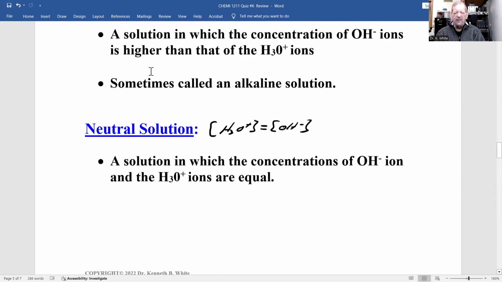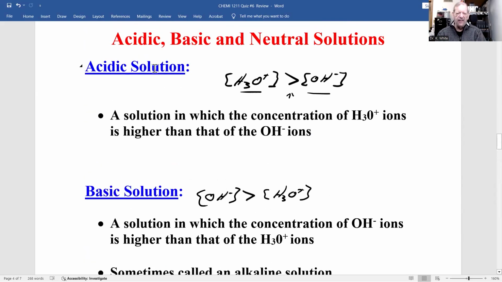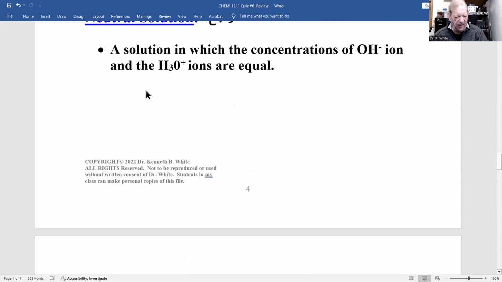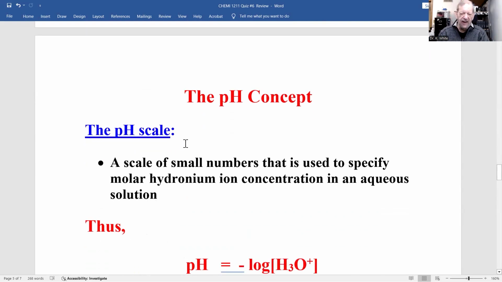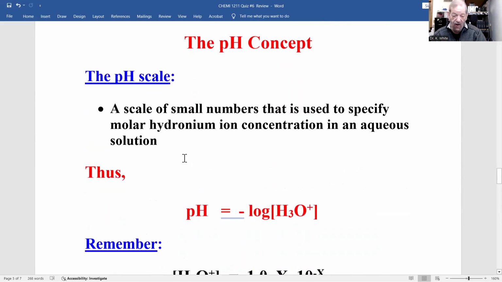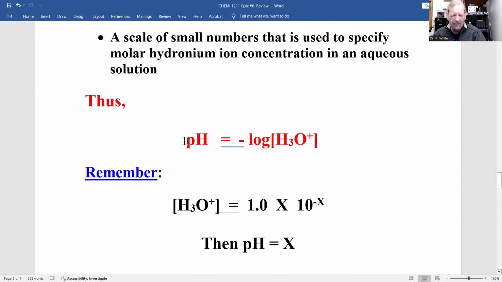Now, this is pretty hard to visualize and work with. And someone came up with, one of these days I'll look up who did it, I think it was a group effort, the pH concept. The pH concept is a pH scale. It's a scale of small numbers that are used to specify the hydronium ion concentration in aqueous solutions, in water. And the concept is pH equals minus the log of the hydronium ion concentration.